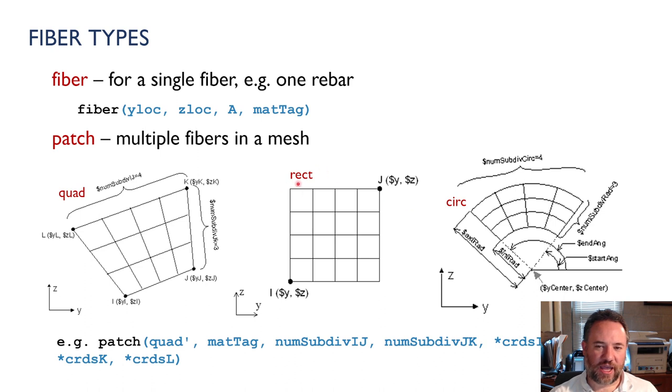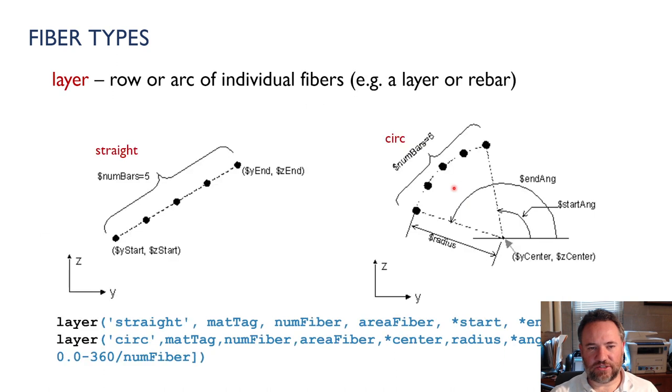Or if I have something that is aligned with the grid, then I can use rectangle instead, in which case I only have to define two corners, and again the subdivisions. Or I can have a circular patch. So if I have a round column, then it's helpful to be able to make circular patches as well. I define an inner radius, that could be zero. I define an outer radius. I define the start of the arc, end of the arc, et cetera, et cetera. So the details for those things are in the manual.